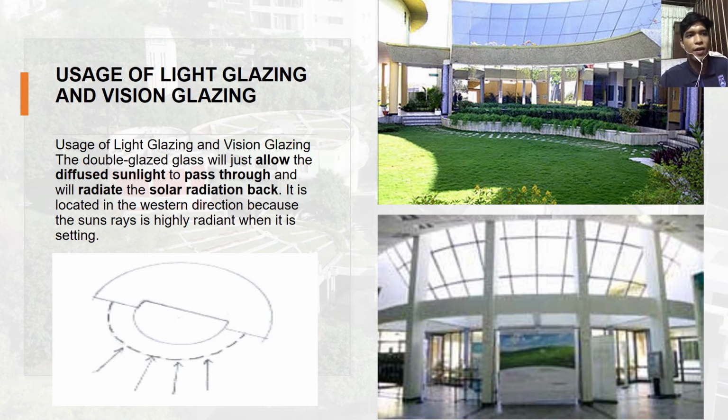The usage of light glazing and vision glazing: the double glazed glass will only allow the diffuse sunlight to pass through and will radiate the solar radiation back. It is located in the western direction of the building because the sun ray is highly radiant when it is setting.